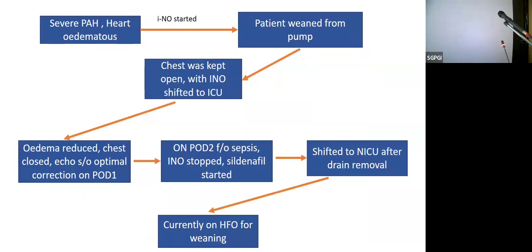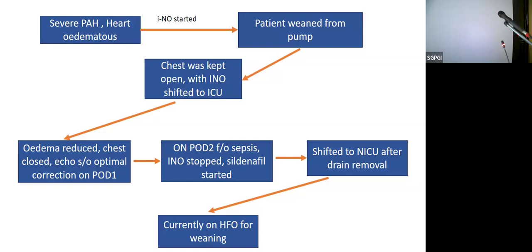But still, there was too much edema on the heart. The heart was swollen and PH was not completely down. So the heart was popping out of the chest cavity, so we kept the chest open. We shifted with open chest to the ICU. We continued nitric oxide. Within 24 hours, the things settled. The edema settled, the PH settled with the help of nitric oxide. We closed the chest on post-op day 1.